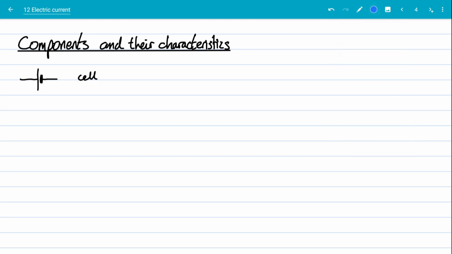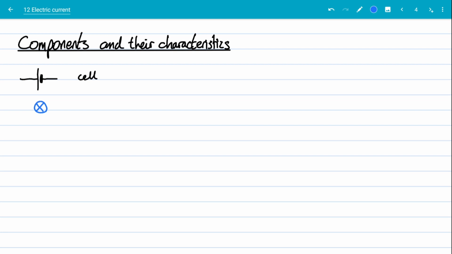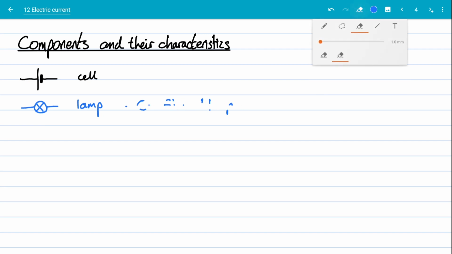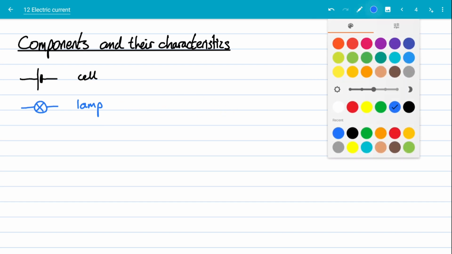Then we've got a lamp, and there are different types of lamps. We can use an X like this, and that would be a signal lamp or an indicator lamp. We can also use a symbol that has this sort of curvy symbol like that, and that's a filament lamp. But that has rather fallen out of fashion now, so we don't tend to use that symbol anymore. And so I'll erase it, and if you want it, you can always include it yourself later.